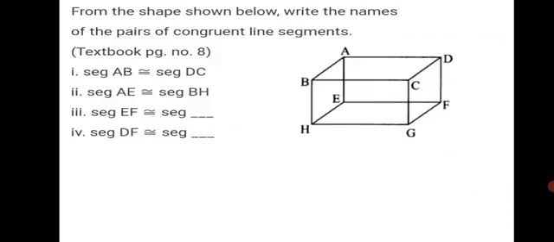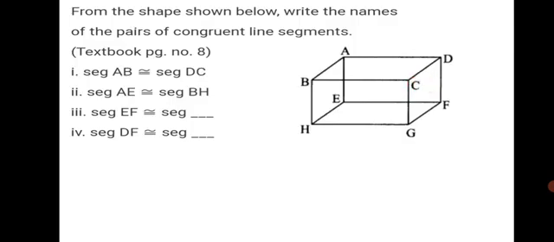From the shape below, write the names of the pairs of congruent line segments. It's in your textbook on page number 8. So by looking at the figure, you will come to know that seg AB here is congruent to seg DC. Opposite sides of a rectangle are equal. They are congruent. They can coincide exactly with each other.